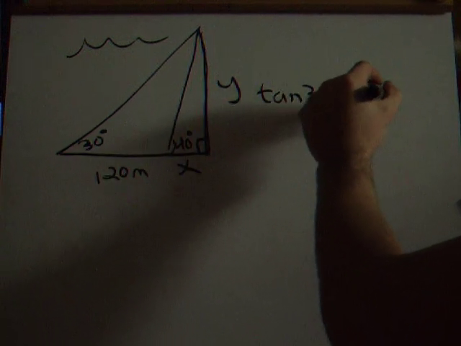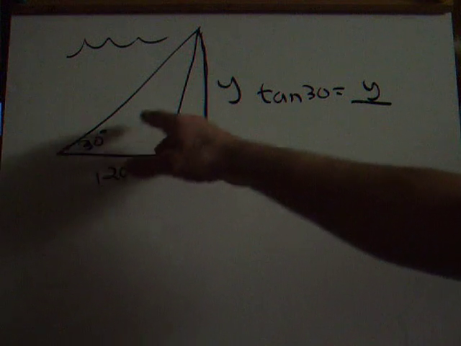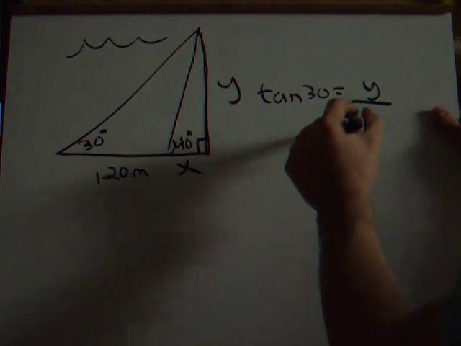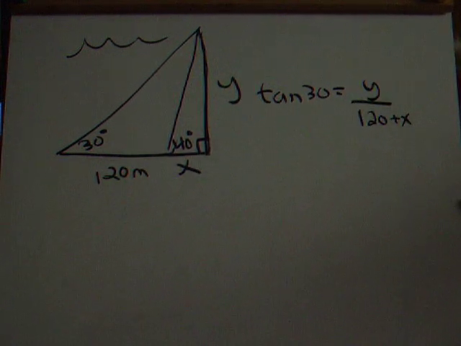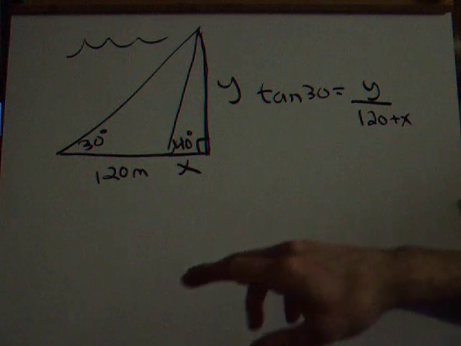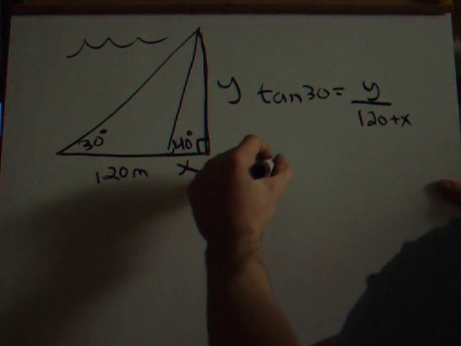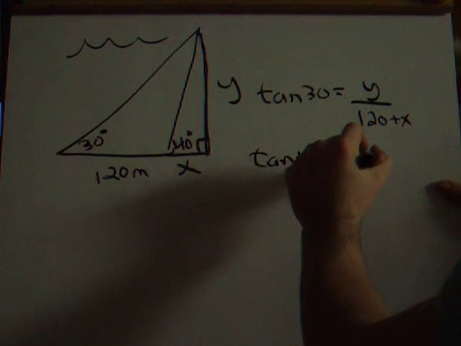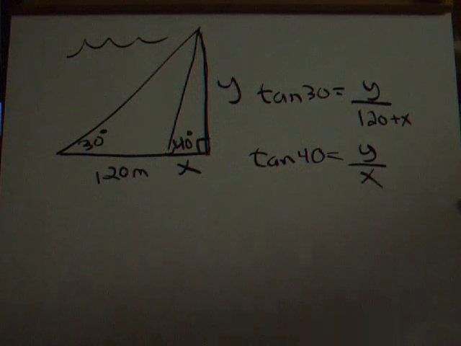So y over, now here's the part that's a little tricky. It's not really 120. 120 is just this part. X is just this part. So the whole thing is going to be 120 plus x. Alright, so we got that. Our other equation off of the 40 degrees is going to be the tangent of 40 equals, well, opposite y over adjacent, which is x. A little bit easier equation to work with.